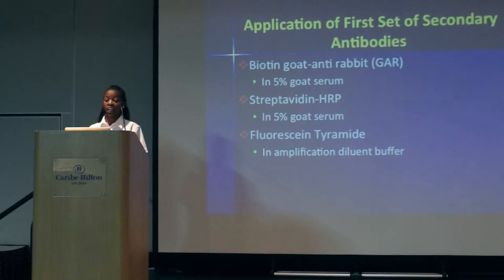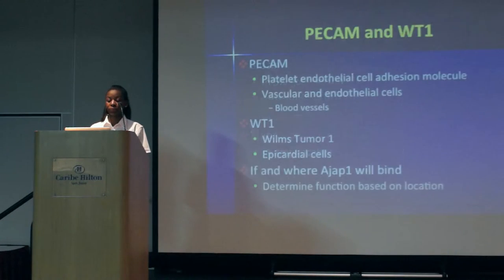The next day, the tissue sections were incubated with our first secondary antibody, biotin goat anti-rabbit, for 1 hour. Following a set of washes, they were then incubated with streptavidin HRP and 5% goat serum for 30 minutes. And then following another set of washes, they were incubated with fluorescein tyramide and amplification dilutant buffer for 20 minutes at room temperature. All these secondary antibodies were used in order to amplify expression when looked at under fluorescent microscope.